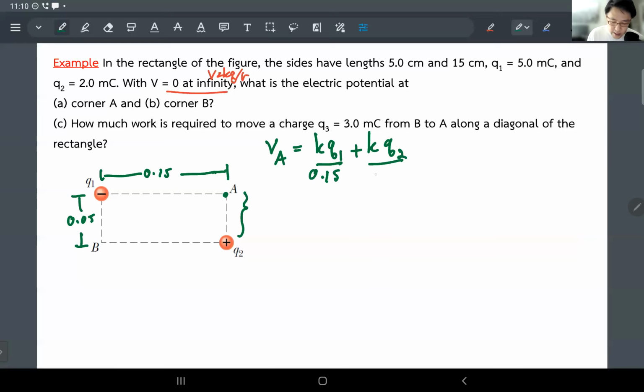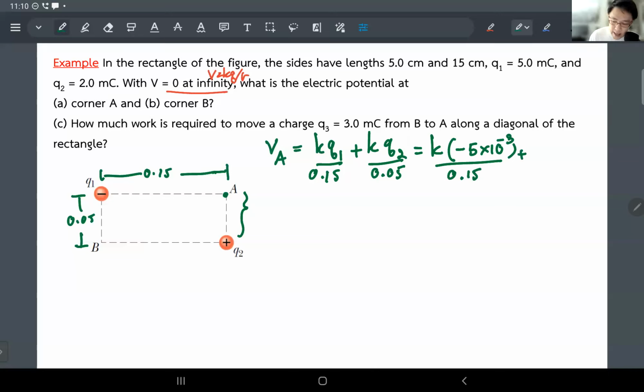And it's going to be just 0.05 distance. Cool. Now substitute the sign and everything into it just to make sure you get it right. kQ1 is negative, so we have to put negative 5 microcoulomb. Let me omit the unit here. Everything is in SI. There you go. That's the first term there.